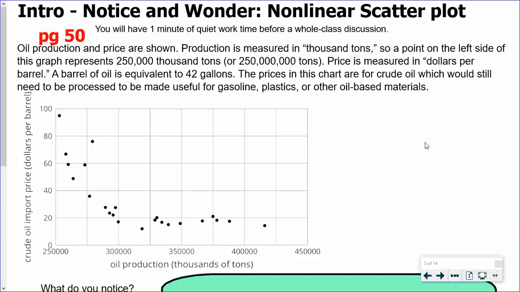Excuse the bells, sorry. All right, so at this point in time when you have a little background information, go ahead and pause the video and just jot down at least one thing you notice and one thing you wonder about this data, about this graph, either somewhere next to it or right underneath it on the top of page 50 there. And when you are done, you can check your notice and wonders with me.